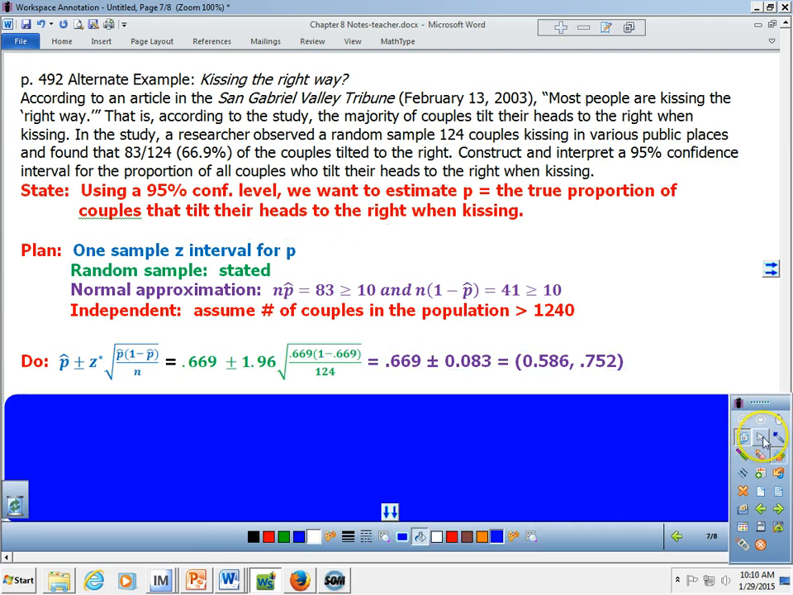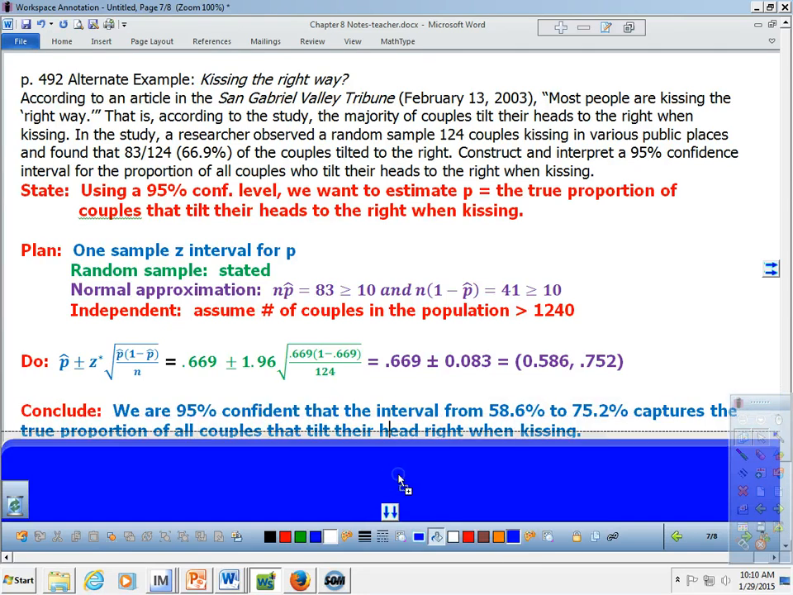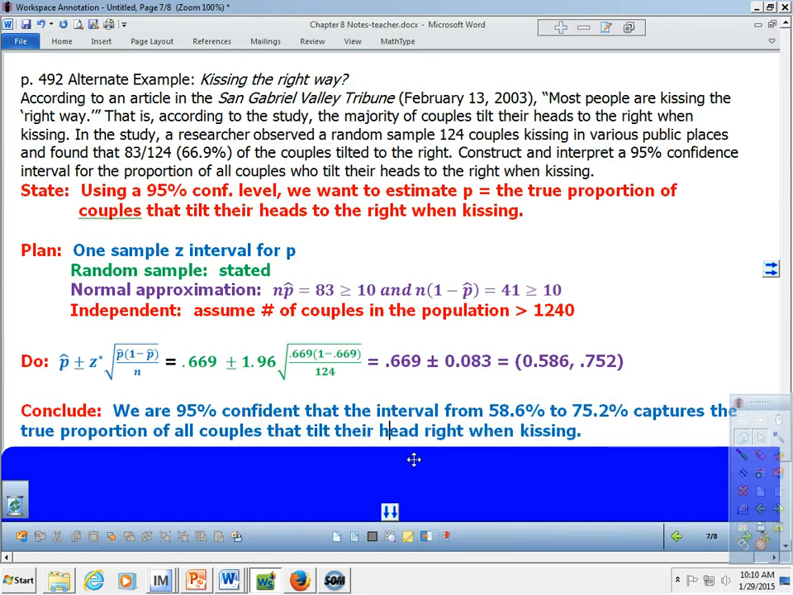So now we need a good conclusion. And so in context, we are 95% confident that the interval from 58.6% to 75.2% captures the true proportion of all couples that tilt their head right when kissing. And if you notice, a lot of that stuff comes from the definition of p up here. So we want to make sure you bring that down. All right? That's it. Your 4-step process from beginning to end.